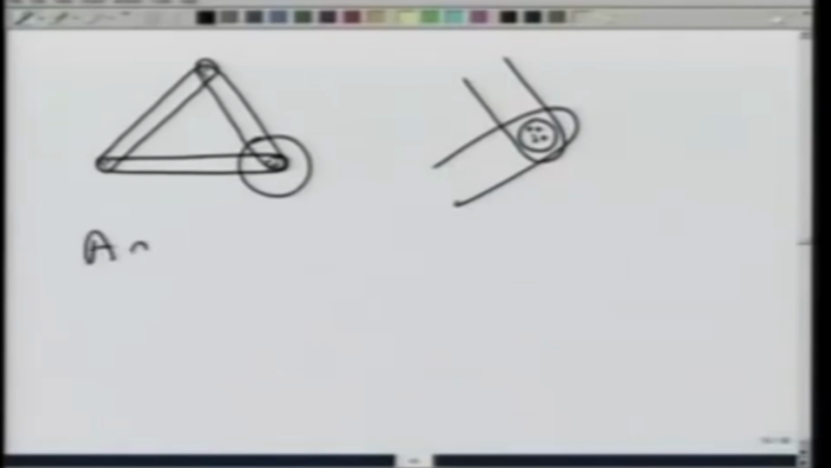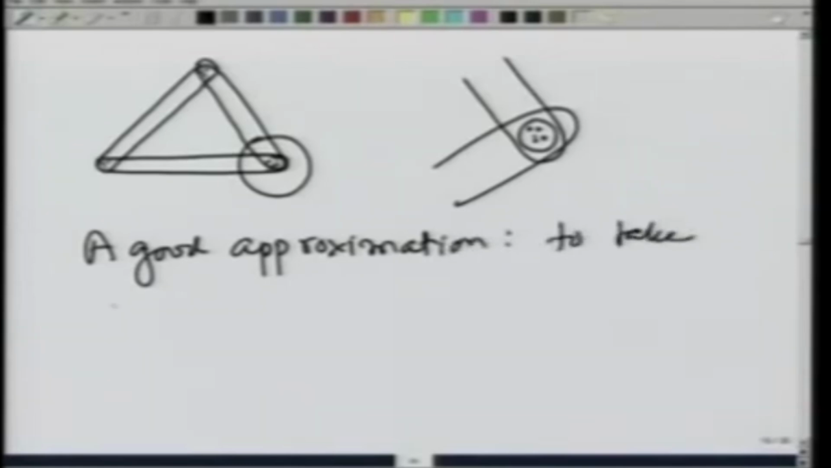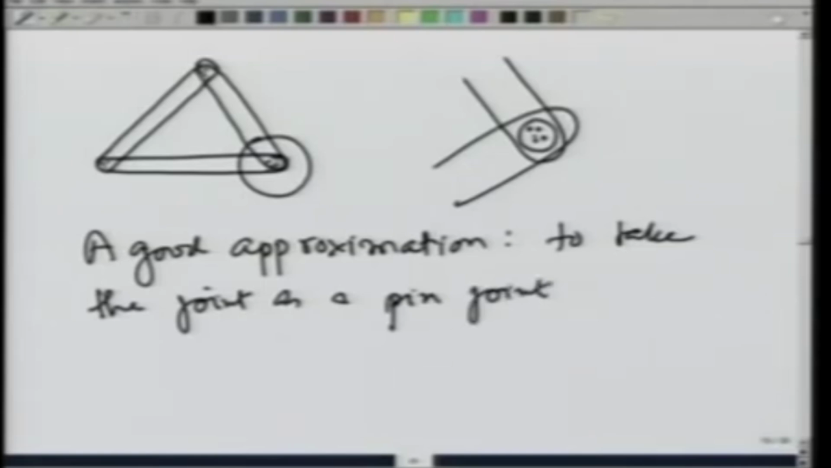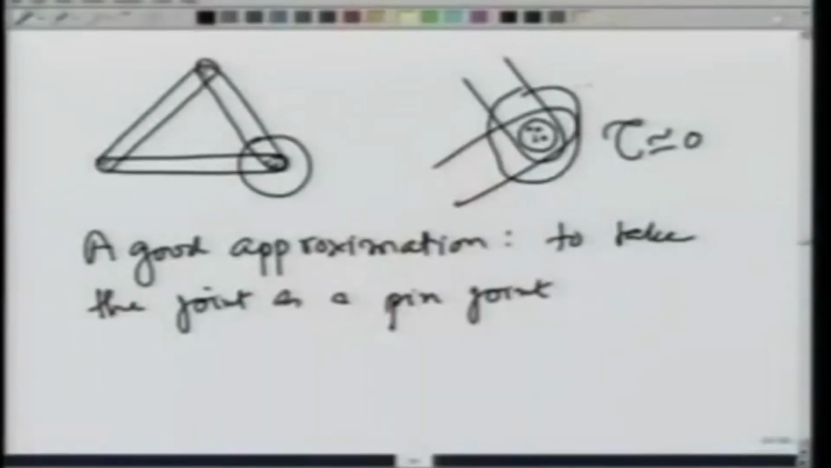So, it is a good approximation to take a joint as a pin joint. Why? Because the width is very small, and therefore, even if there are little forces that are applied by these bolts, the torque produced would be almost 0, negligible compared to the torques that are applied by external forces, and therefore, it is a good approximation. By the way, the plate that is put here, and you notice it next time when you cross a bridge, is known as the gusset plate.